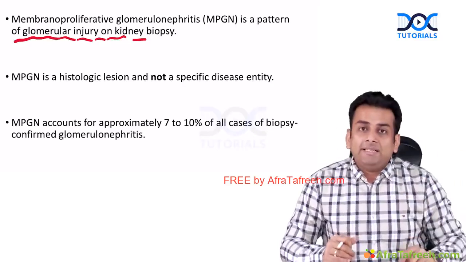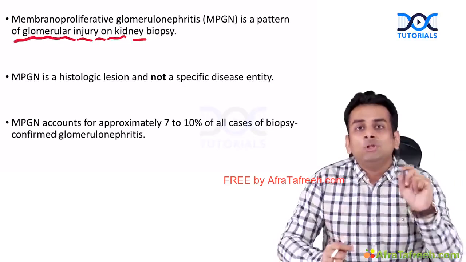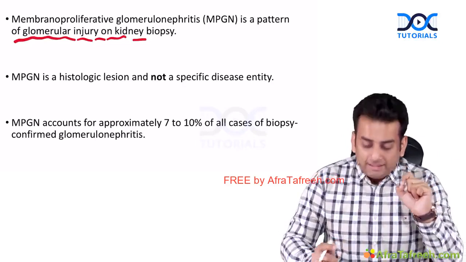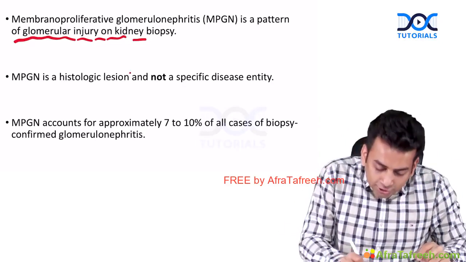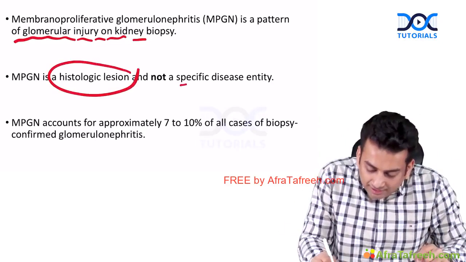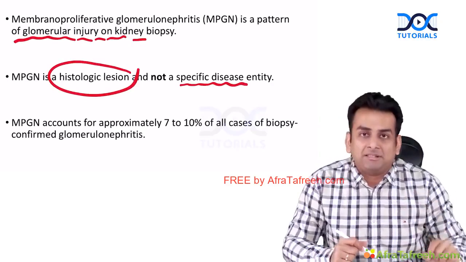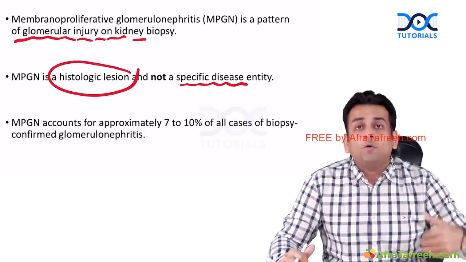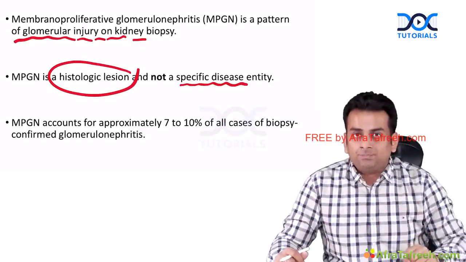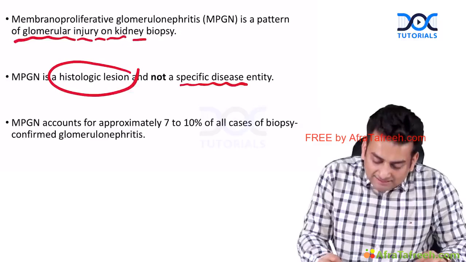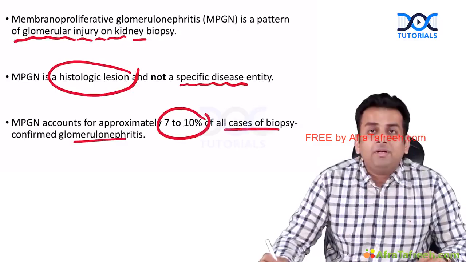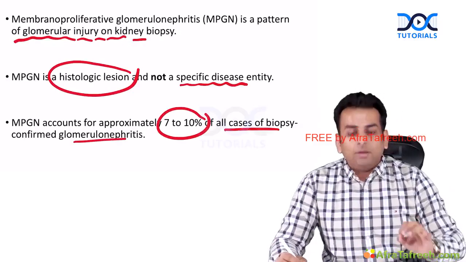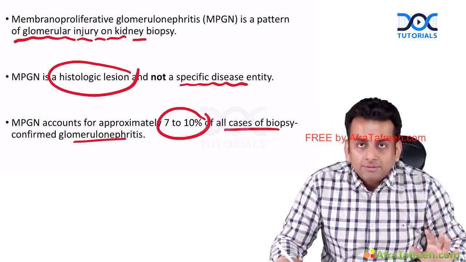Similarly, MPGN is not a disease per se. It's a histologic lesion and it is not a specific disease per se. So it is a culmination of a lot of diseases. What are they? That we will discuss. Now, MPGN will account for 7 to 10% of cases of biopsy-proven glomerulonephritis. I hope I am clear.